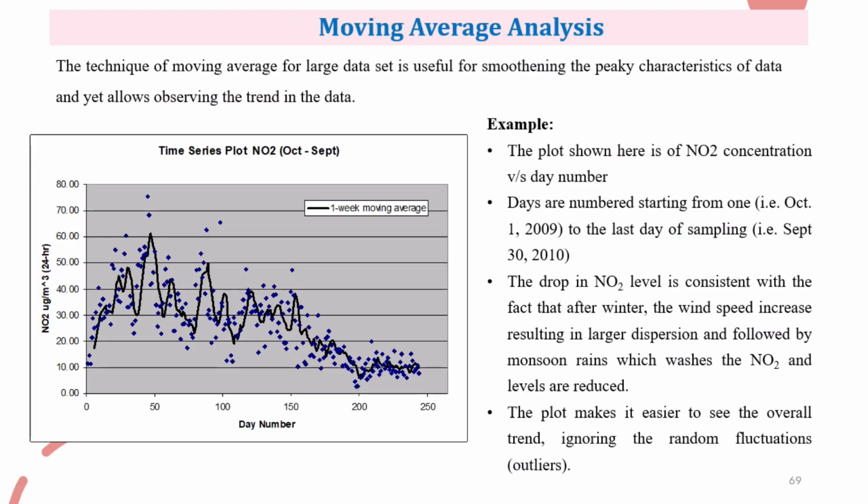Moving averages help smooth out short-term fluctuations in data, making long-term trends more visible.